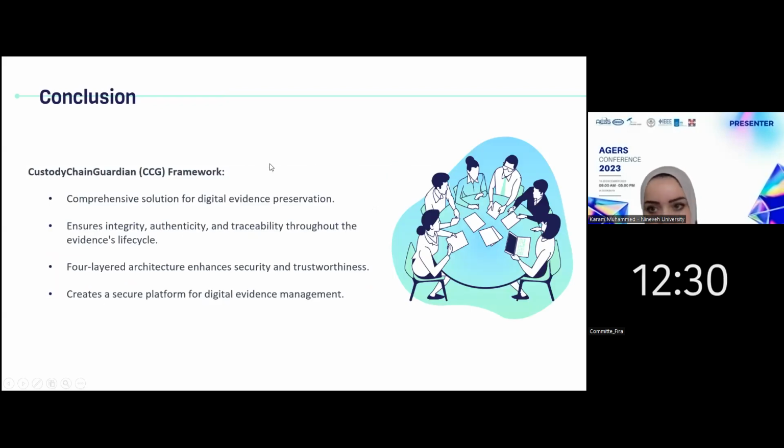The conclusion about the Custody Chain Guardian framework: it's a comprehensive solution for digital evidence preservation, ensuring integrity, authenticity, and traceability throughout the evidence lifecycle. It's a four-layer architecture with enhanced security and trustworthiness. Finally, it creates a secure platform for digital evidence management.